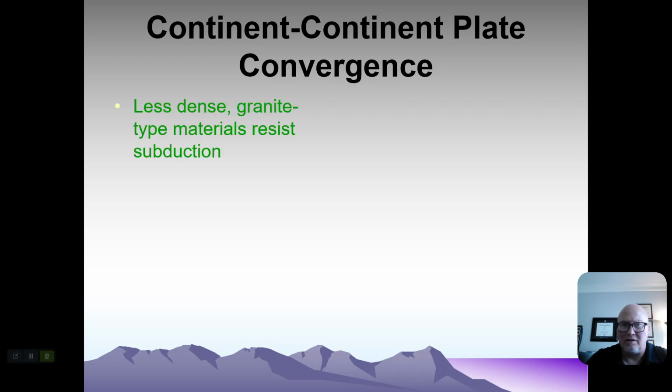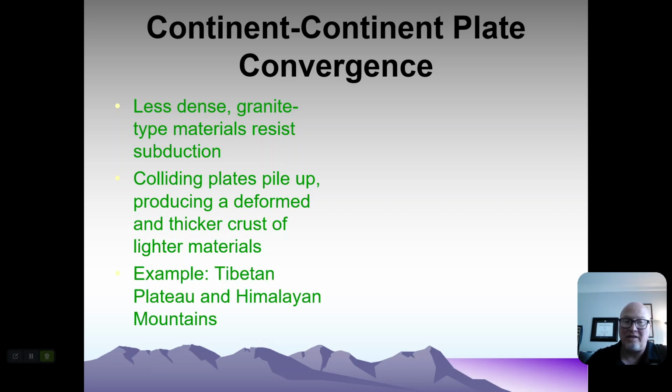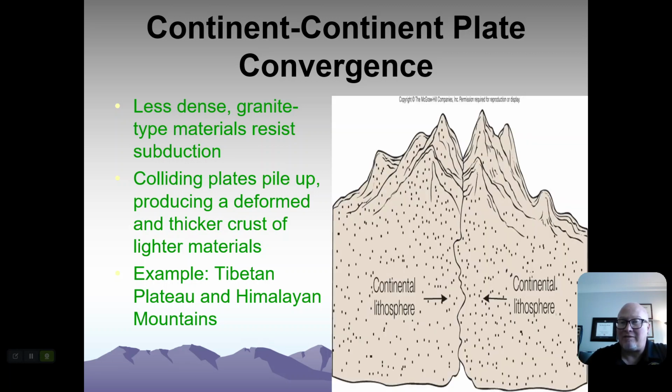Continent-continent convergence. Since continental crust is less dense than oceanic crust, but you've got two that are coming together, neither of them is going to just readily go up underneath the other one. So what happens is the two plates kind of pile up on each other, deforming the crust and creating these really, really tall mountains like the Tibetan Plateau or the Himalayan mountains. This would be like Mount Everest and whatnot. So they kind of squish together and deform, and so what you end up with are these massively tall mountains that are still growing, in fact.